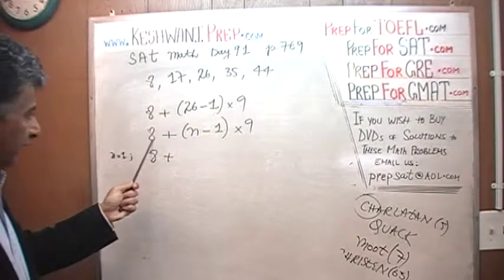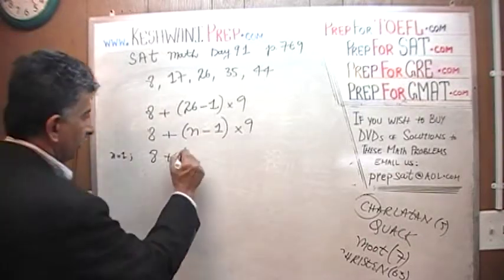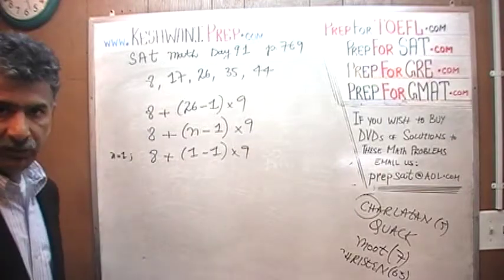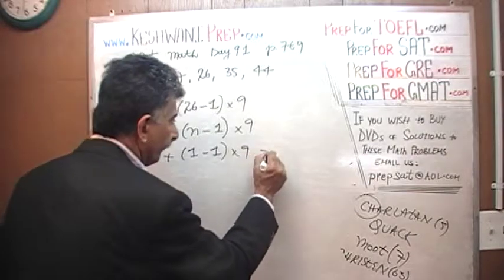This is our formula, 8 plus n minus 1 times 9. Here n is equal to 1, so it's 1 minus 1 times 9. Well, 1 minus 1 is 0, and 0 times 9 is 0. 0 times anything is 0, and therefore it equals 8.